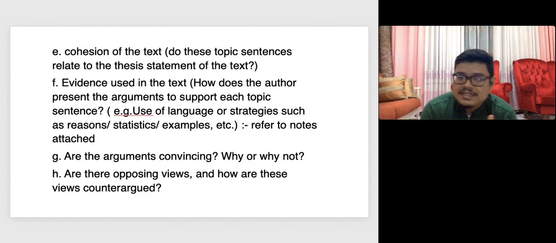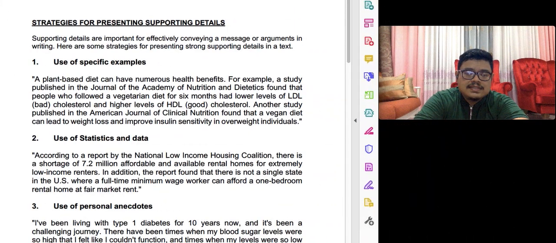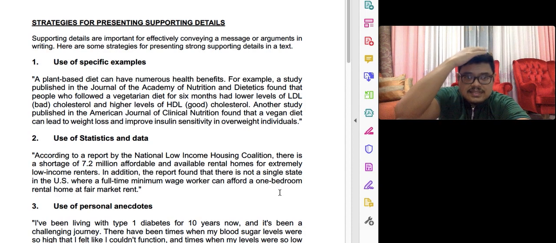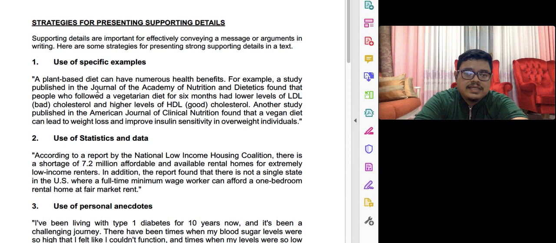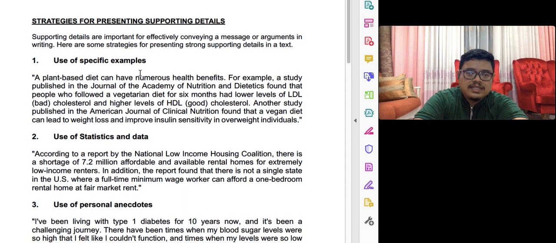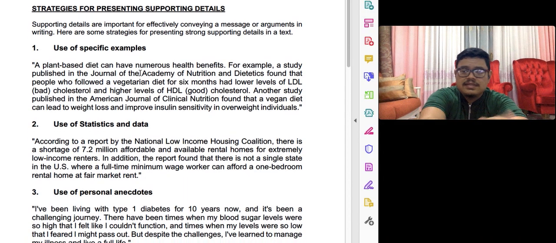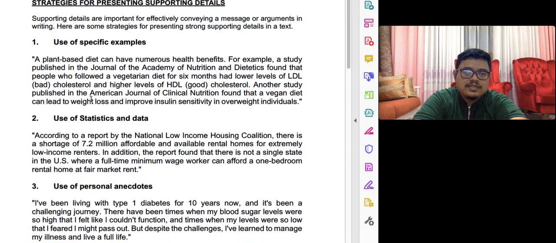Okay, the next part is the evidence of the text. How does the author present arguments to support each topic, right? So this one, in the notes here, these are the examples. I will share with you in your eCampus as well, so you can just download it. But for now, you can just pause to read the examples, right?